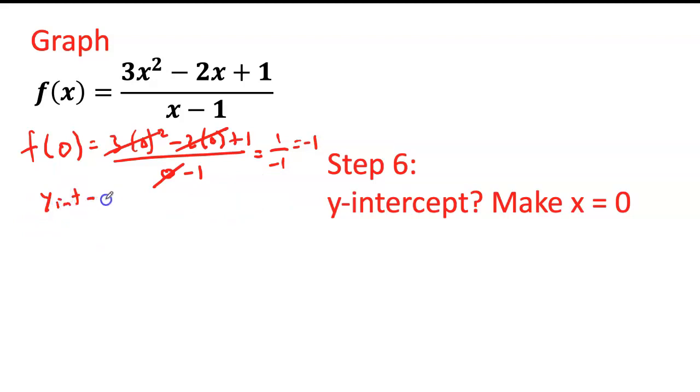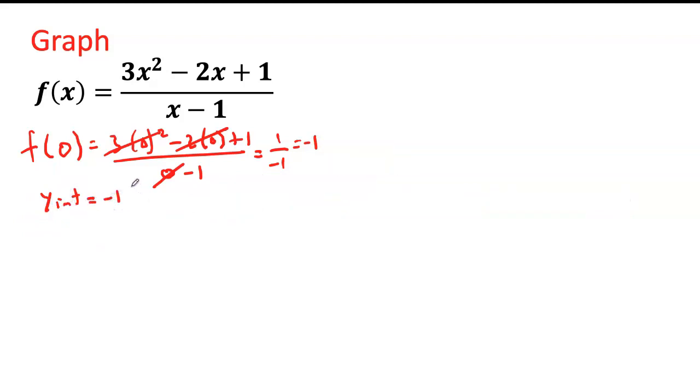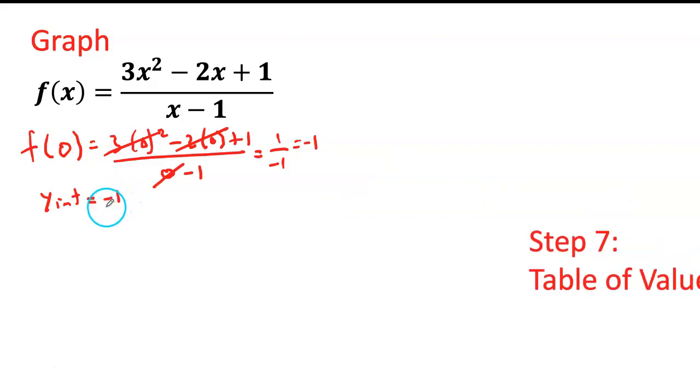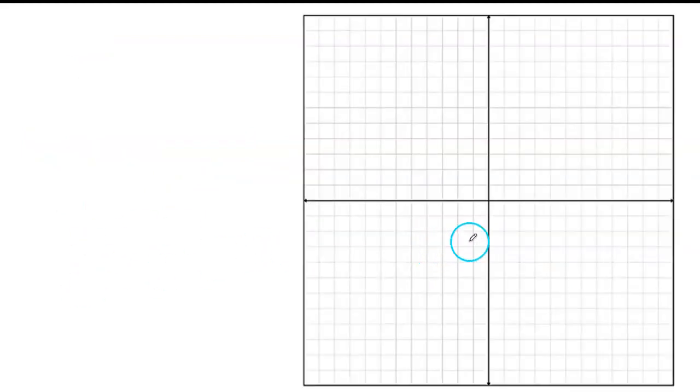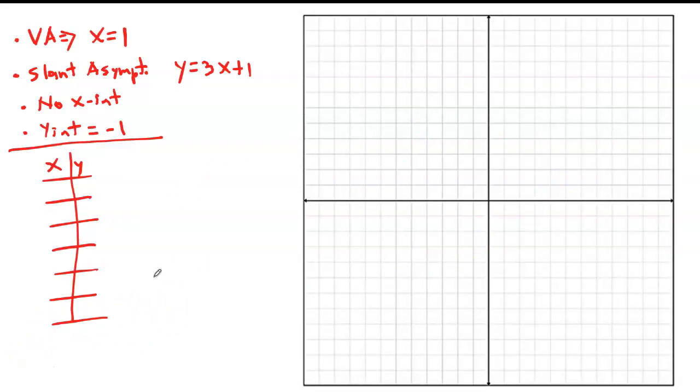All right? What's next? So now our last step, almost our last step, is the table of values. So we have a lot of information. Now we need to bring all that information into our graph and create a table of values. Let's bring all that information. So now we have this information, we got to put it on my graph.